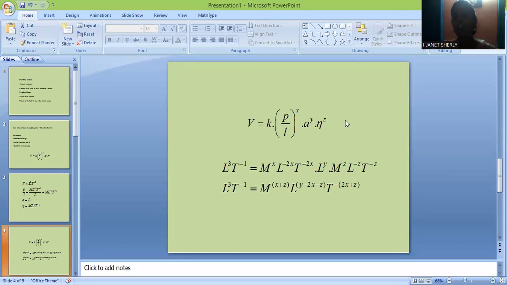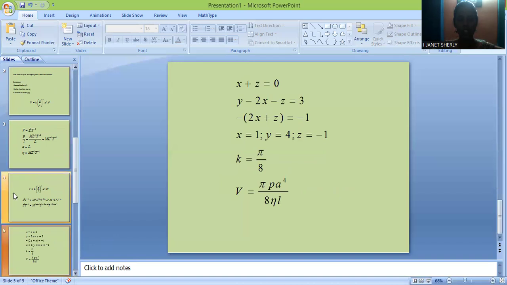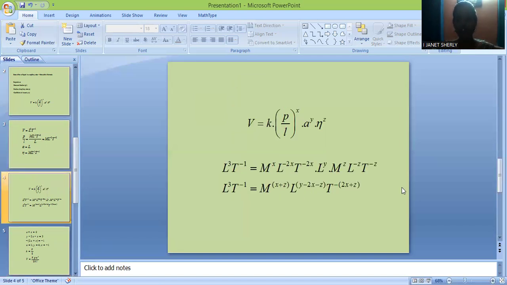So these are all the dimensions of P by L, a, and eta. We have just put everything together in the formula. So now what I'm going to do is equate the powers. Equate the powers of M, L, and T on both the right-hand side and left-hand side. I don't have M on the left-hand side. So X plus Z is going to be 0.